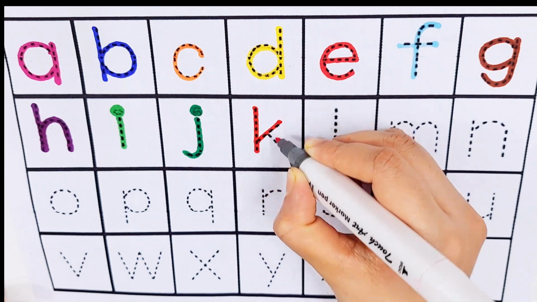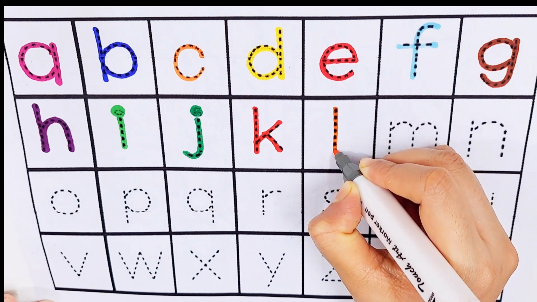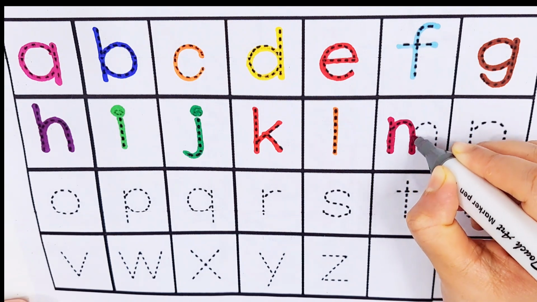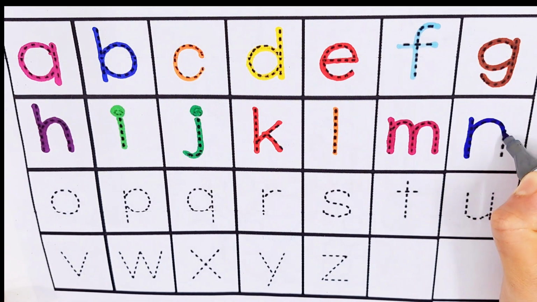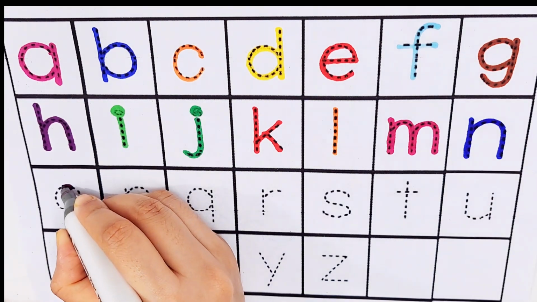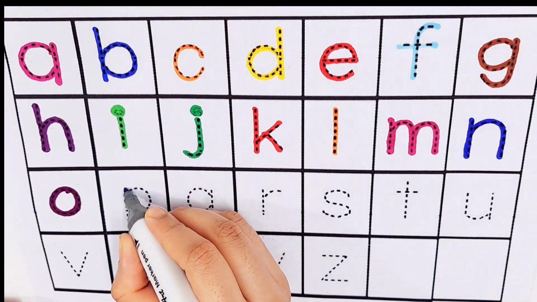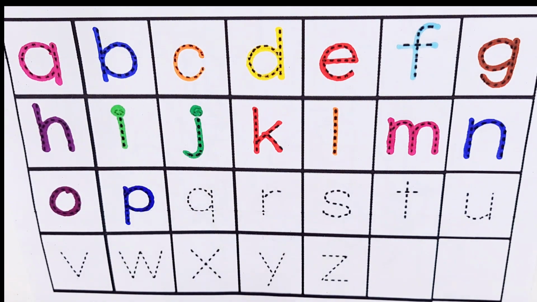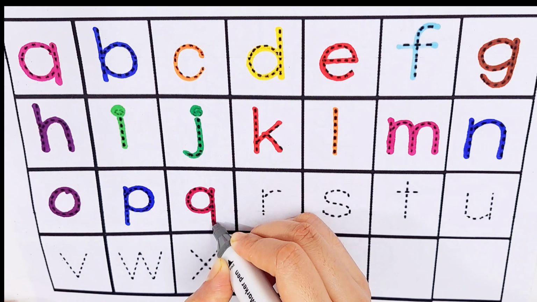K for king. L for lollipop. M for moon. N for nest. O for owl. P for pen. Q for queen.